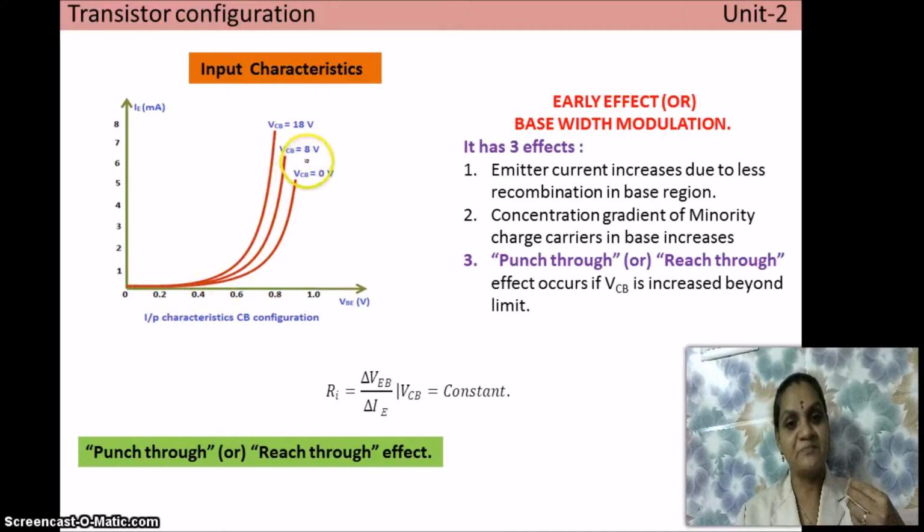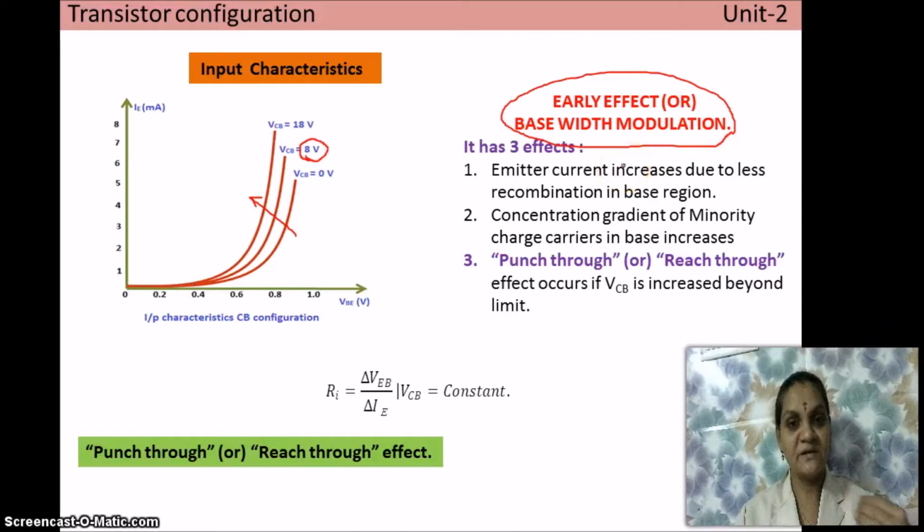And again, when we increase the reverse bias voltage, if instead of 0 volt I increase the reverse bias voltage to 8 volts, now the interesting thing happens. The characteristics is observed to be shifting in the upward direction, right? This is because of the phenomenon called early effect or base width modulation. This is an important thing: early effect or base width modulation.